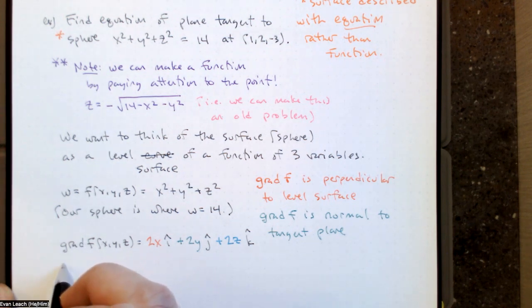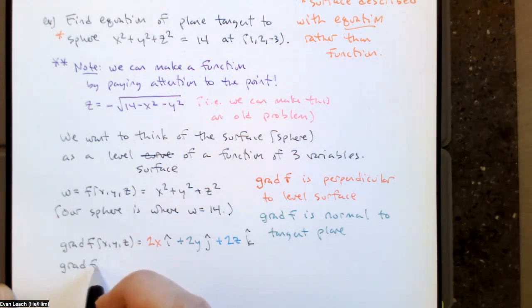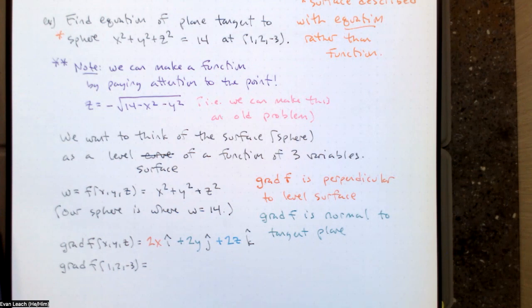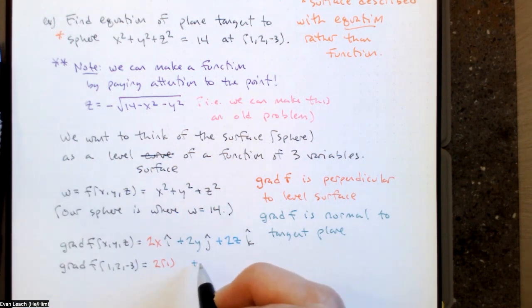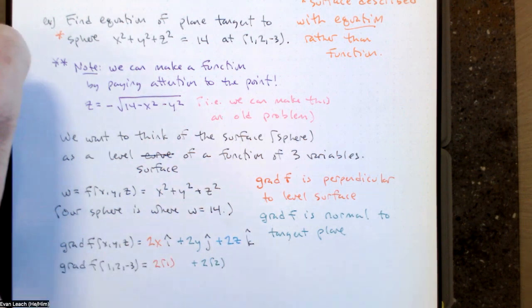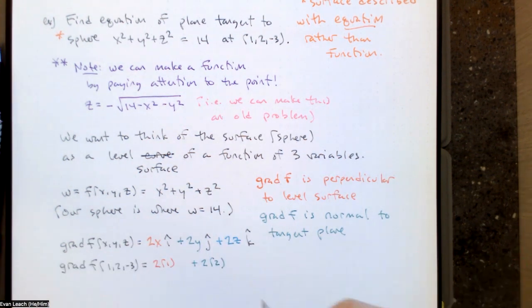I want to evaluate this gradient at the point that we care about. So it's going to be 2 times 1. I don't know why I'm color coding still, but I can't stop now. 2 times 2 in the j direction plus 2 times -3 in the k direction.